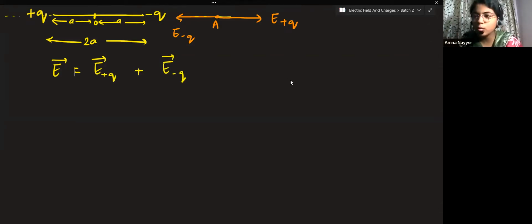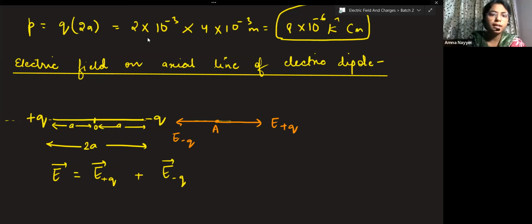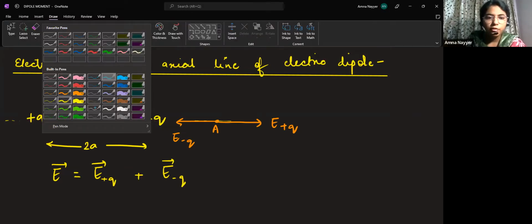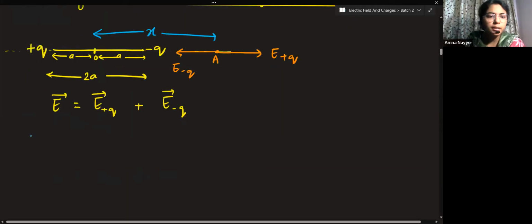Now see, we don't know the separation from the point to both the charges. So let us just consider a random term. Let's say from the center of the dipole to the point is x. This separation from the center of dipole to the point is x. Now our calculation will become easier. You will see how. So see, let us see what is E plus Q. How do we calculate the electric field? KQ divided by R square.